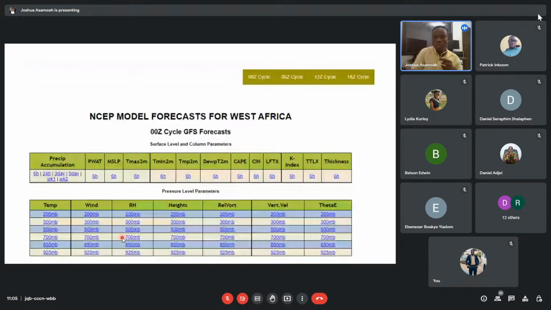So this is at 2 meters, so it's quite close to the surface. 925 hectopascal is around 700 to 900 meters, so it's not as close to the surface as the 2 meters. So if you use the 2 meters, it means that's close to the surface, and so it will give you a better representation of what is happening on the surface than the 925 hectopascal will do.